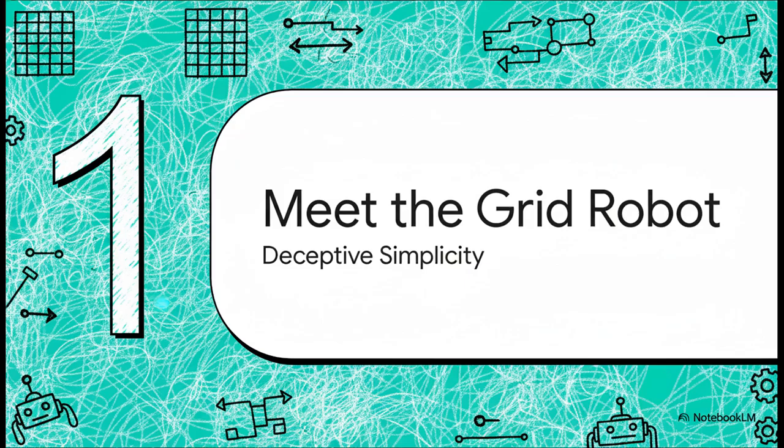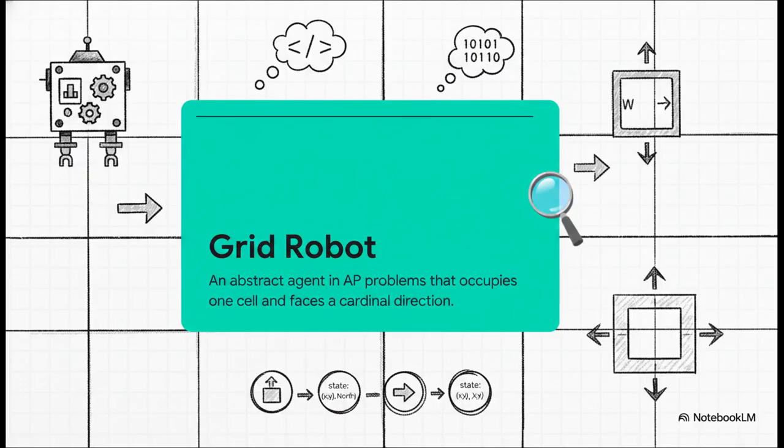Section 1. Meet the grid robot. Deceptive simplicity. How we define this robot is actually fascinating. It is an abstract computational agent. Think about it. If you take away the physical hardware, like you just completely forget about the motors, the sensors, the metal chassis, what you're left with is a pure finite state machine. The robot occupies exactly one cell on a rectangular grid at any given moment, and it faces one of 4 cardinal directions. That's it. Its entire state is simply its coordinate position plus the direction it's facing. Every single command it executes is just transitioning it into a new state.